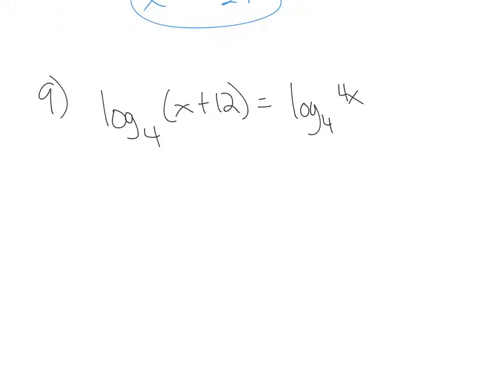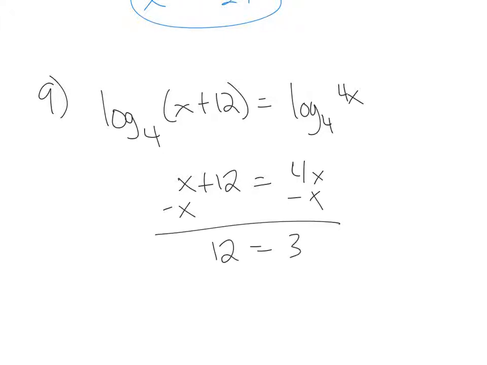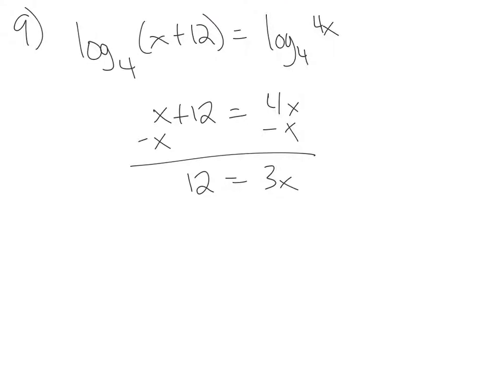So we can actually just pull out the x plus 12, set it equal to 4x, and solve. Pretty easy. Okay, subtract an x on both sides. Get 12 equals 3x. Divide by 3 on both sides, x equals 4.